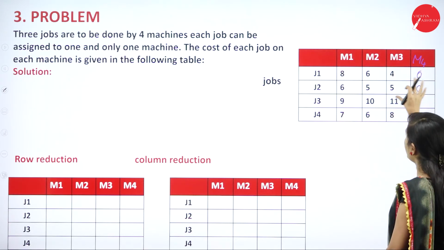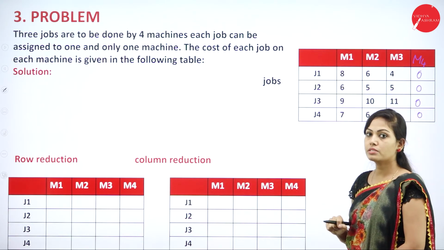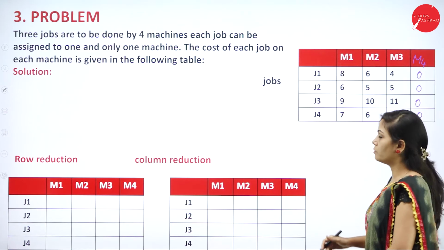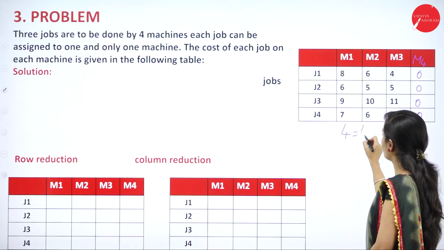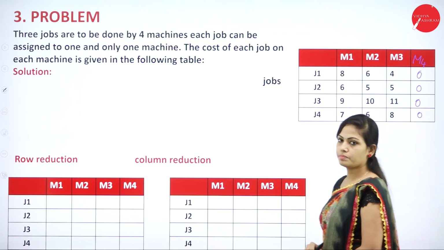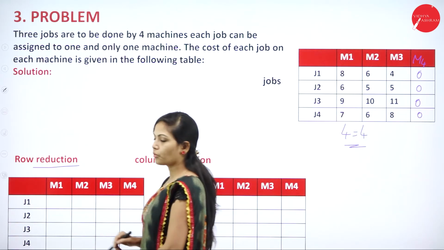So now it is a balanced problem because the number of rows is equal to the number of columns. So 4 equals 4. Now it is a square matrix. You can proceed. So first I will find out the row reduction.